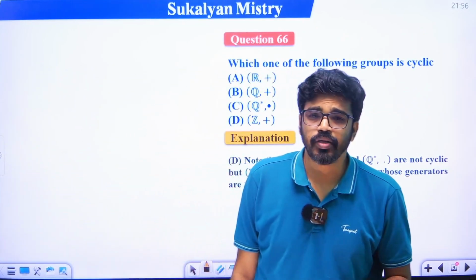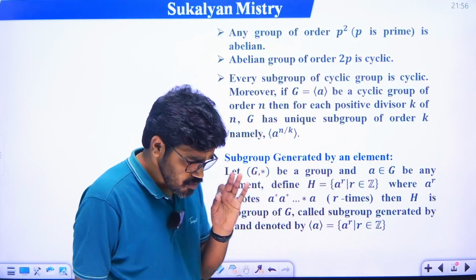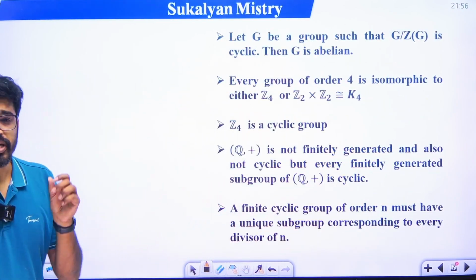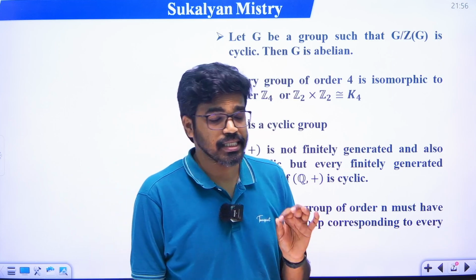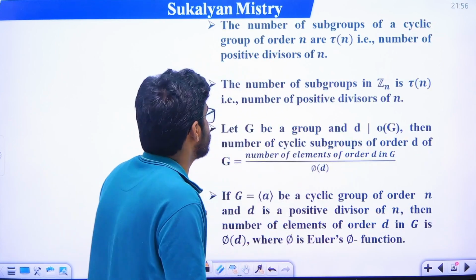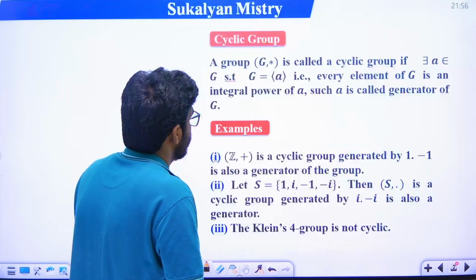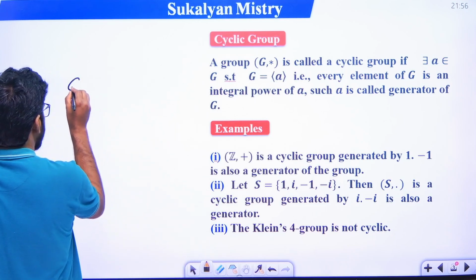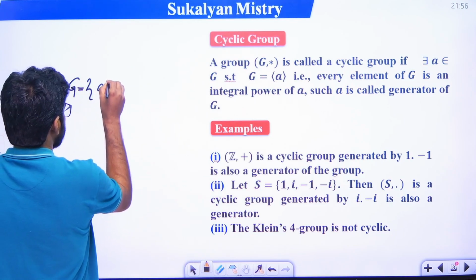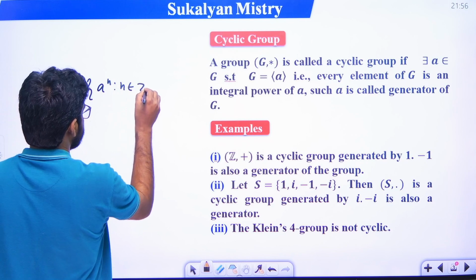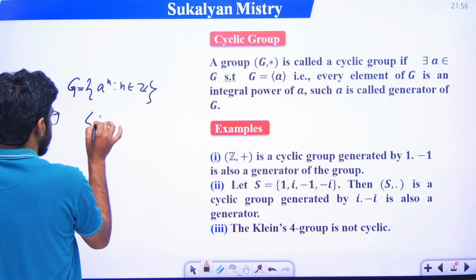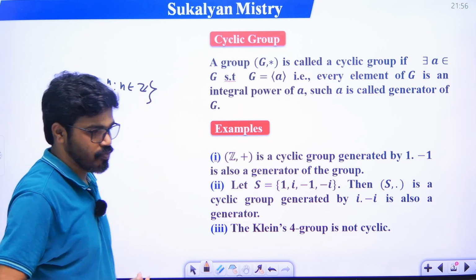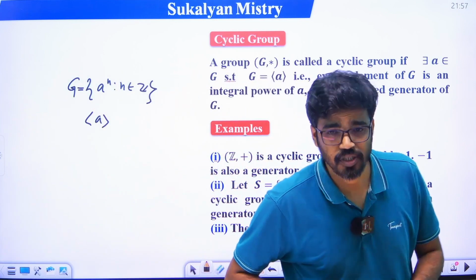What is a cyclic group? Let G be a group. G is said to be a cyclic group if it has a generator, that is, if G can be expressed in the form G is equal to a to the power n, where n is an integer, and this a is called the generator of the cyclic group, right? We know the definition of cyclic group.